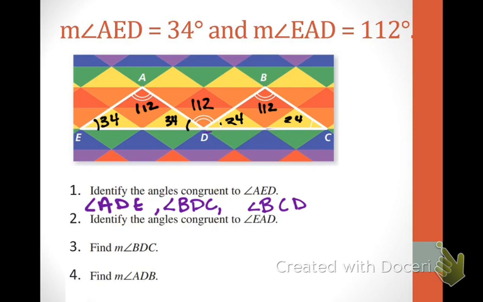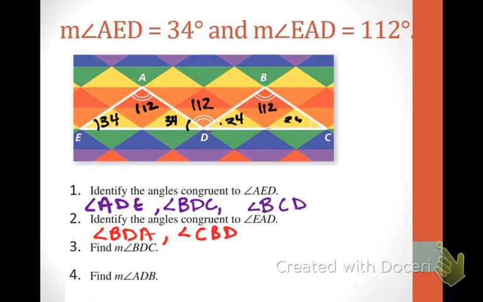So what's the vertex of EAD? A. So we're looking at this angle up here where we have two arcs, 112 degrees. So we already named this one as 112 degrees. How do we name this angle? BDA. Angle BDA. And then the last one would be this angle up here. So what would we name it? CBD. Sure, angle CBD. Good.